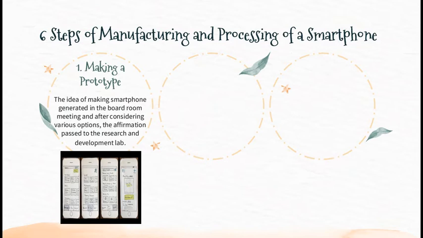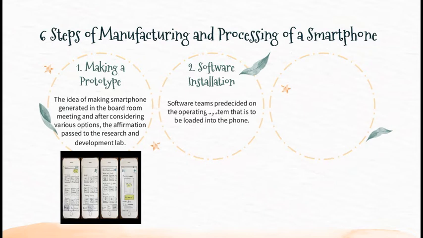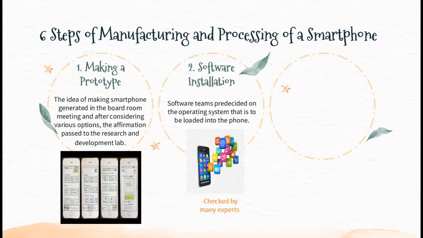The research team then passes the model to the relevant people so that they may give their opinion to make any changes if required. Second step is software installation. The software teams pre-decide on the operating system that is to be loaded into the phone, and it is checked by many experts in their own manner for the system to be working according to expectation.